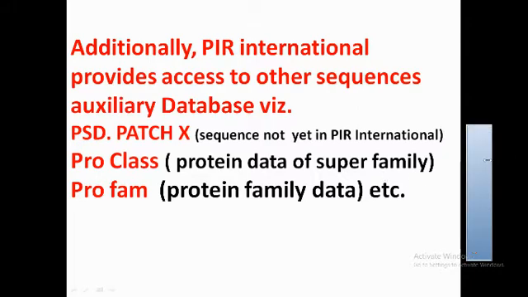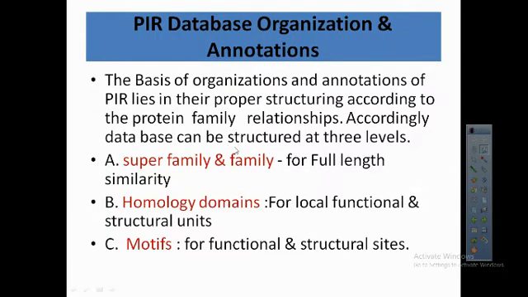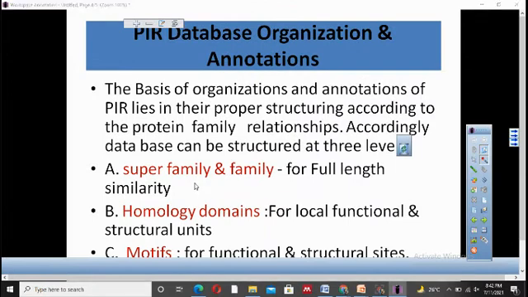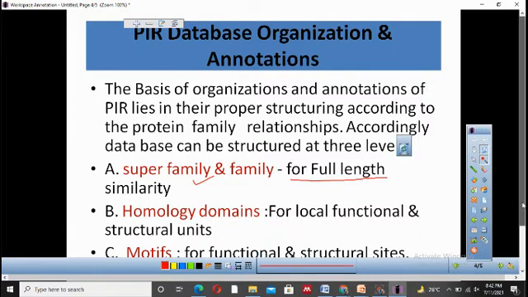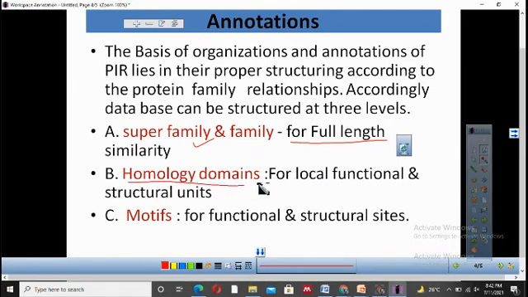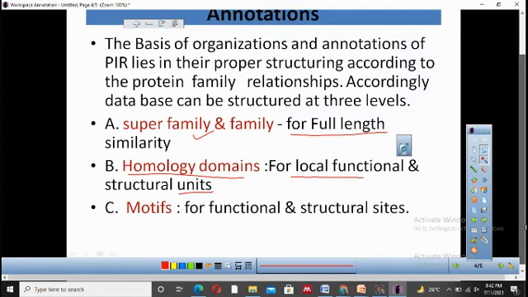Besides this, it has additional databases like PATCHX, which includes sequences that are not yet present in the PIR. Then ProClass, that is the protein superfamily data, and ProFam, protein family data. And the PIR databases, I told you, are organized. So the database is structured at three levels. First, superfamily or family similarity, where full-length similarity is there. Then it is also structured according to homology domains, domains that provide local functions, and motifs also for the structural and functional sides.